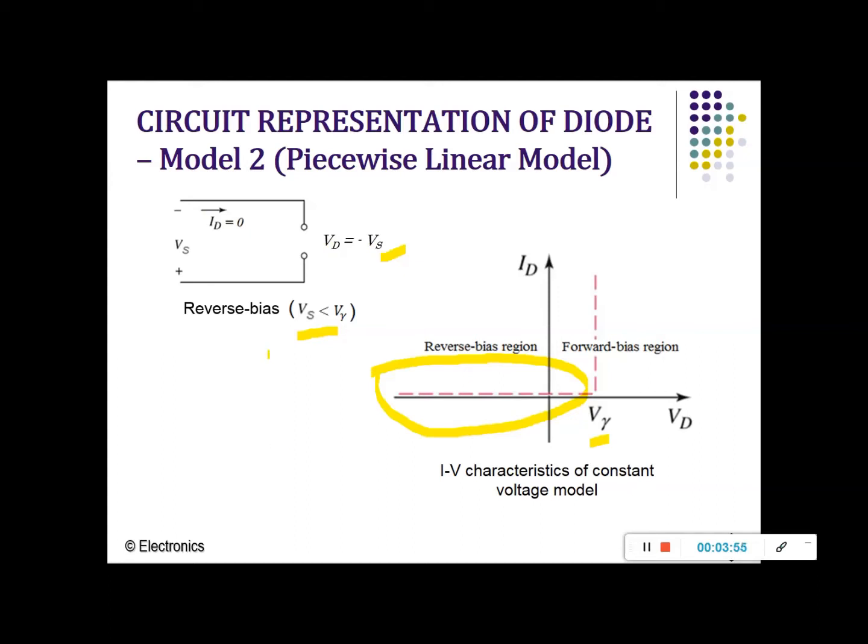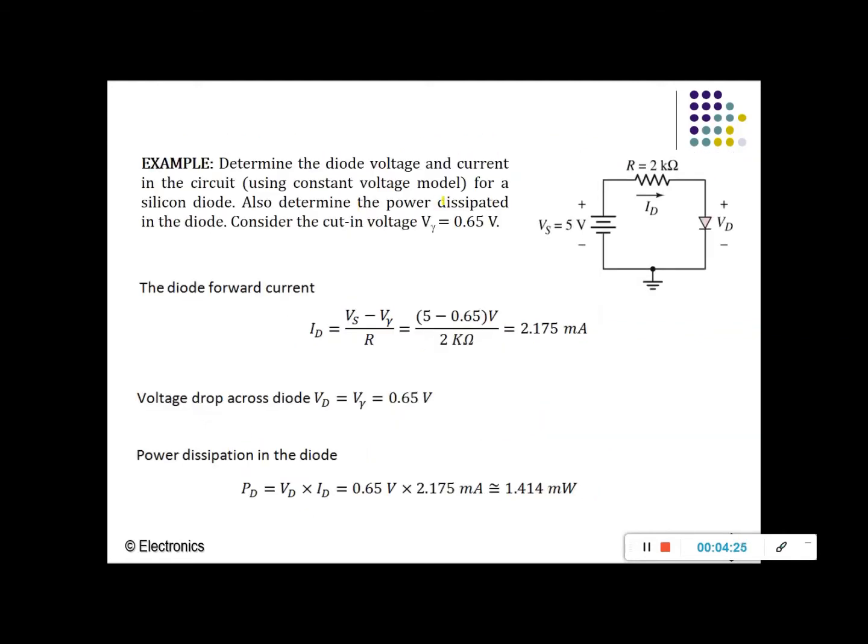However, when your Vs is bigger than or equal to V gamma, your diode will turn on, and it will take the value of a constant battery equivalent to V gamma. Because of this straight line here, it means that your diode takes a constant voltage value. So it will convert into a battery when it is forward bias. If you use the same example, and the question mentions the constant voltage model and gives you V gamma, it means you are going to use model 2.